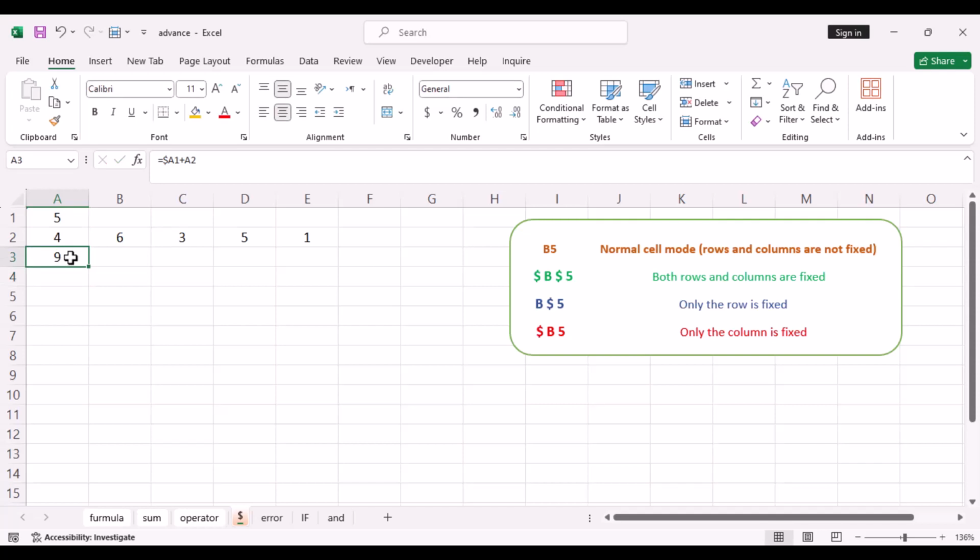By holding the shift key plus the $ sign, we add the dollar to the formula in A3. And now, if we copy this cell, you will see that the formula has changed. And if we drag it forward, you will see all the numbers in the column are added and A1 remains constant.